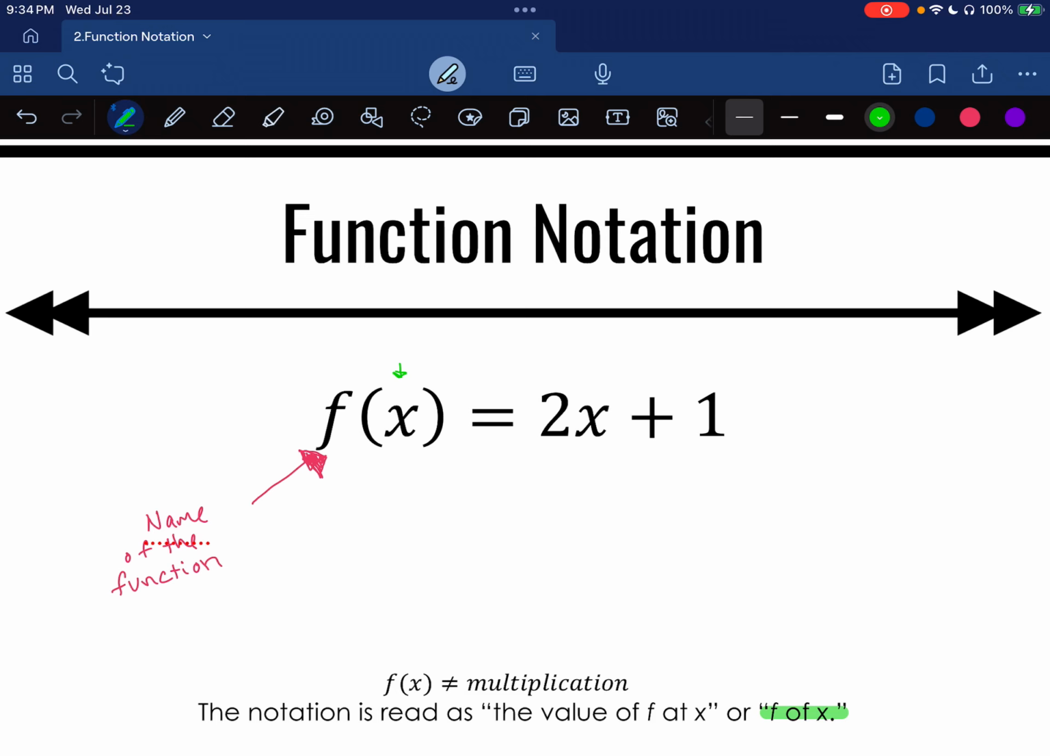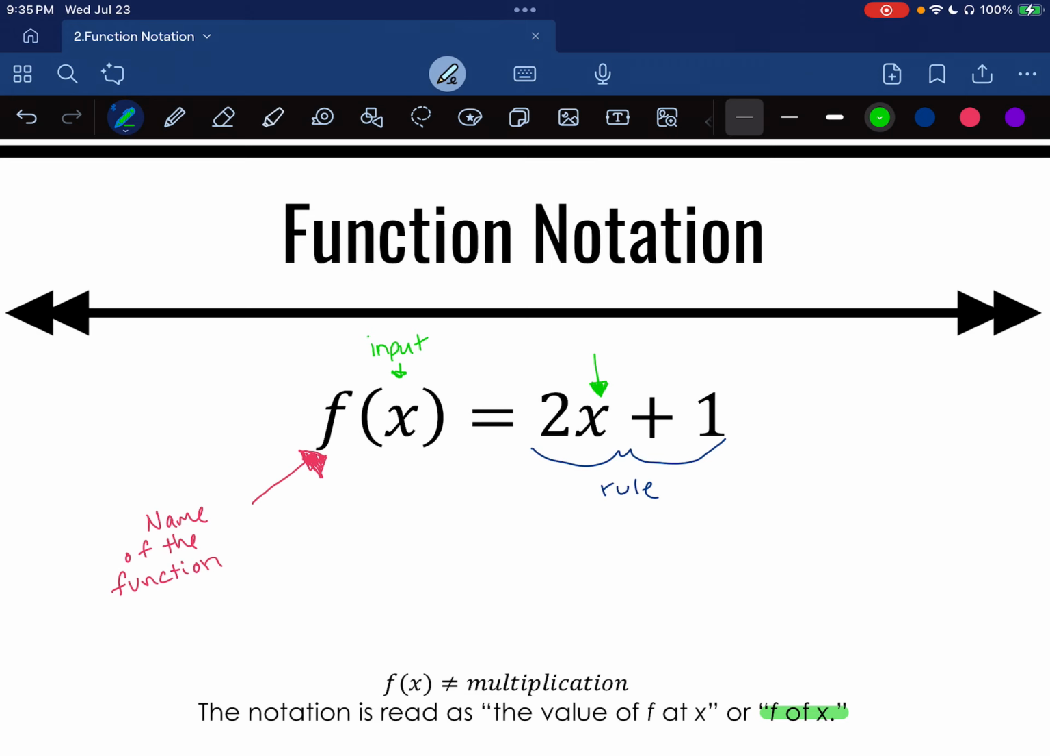This x inside those parentheses is the input. That's what's getting plugged into our function. And this expression on the right-hand side, this 2x plus 1, is known as the rule. It tells us, I'm inputting x into my function, I'm then going to double it, and then I'm going to add 1. That's what happens to every single input. That's how we pair it with its output.